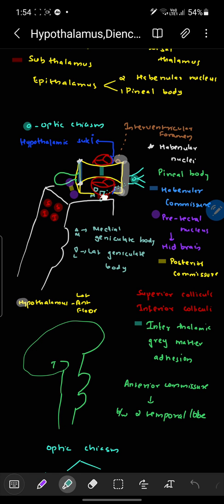This was the subthalamus, okay? That is under the thalamus. The commissure means it is fibers which connect the right and left of the brain. So that's all.